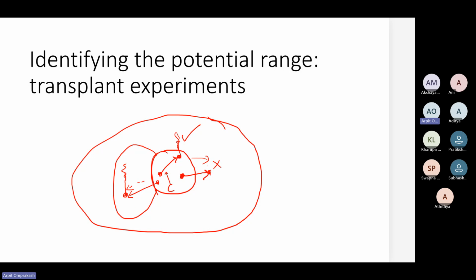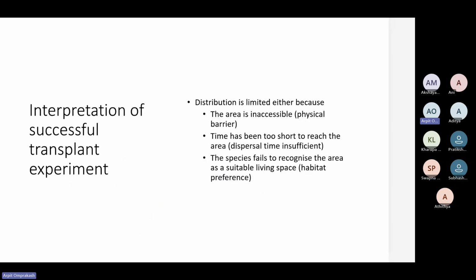So that's how we can rationalize. So basically, after we do a transplant experiment, there'll be two outcomes. Given that there is a control, either the plant can be successfully transplanted or it won't be successfully transplanted and it will die. So, what conclusions can we draw based on whether the plant is surviving or dying?